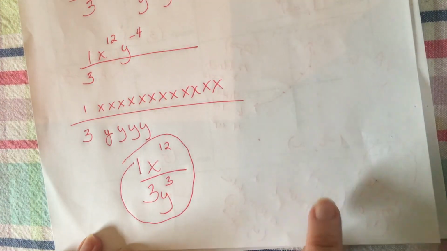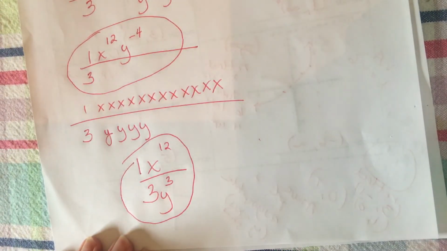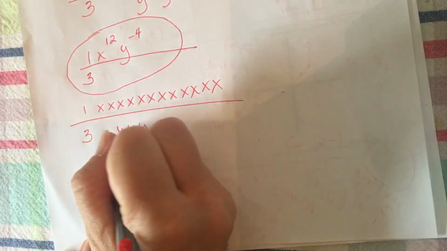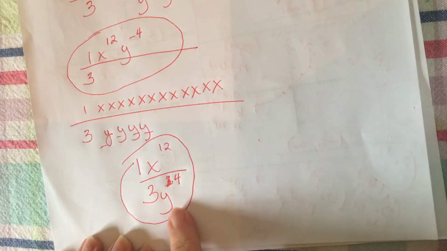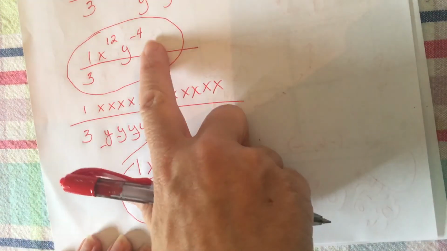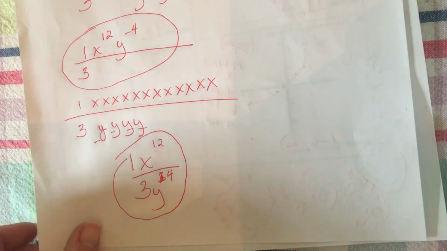But an equally great answer is this 1/3 x to the 12th y. Oops, there's my mistake. Look at that. This is Miss McPhee, 1, 2, 3, 4, virtual brain, y to the fourth. So y to the fourth in the denominator, which is y to the negative fourth in the numerator.